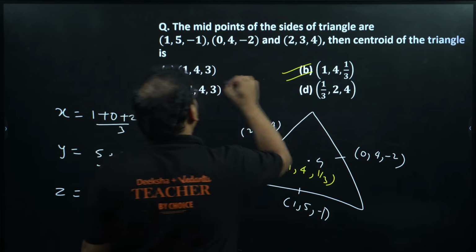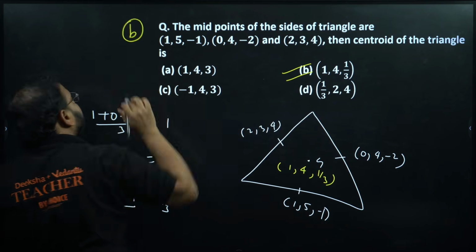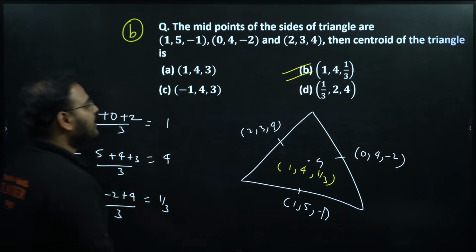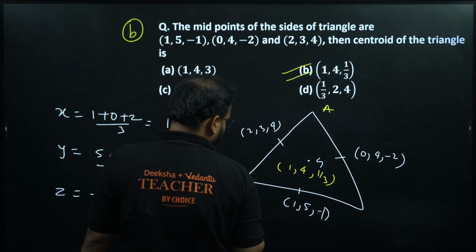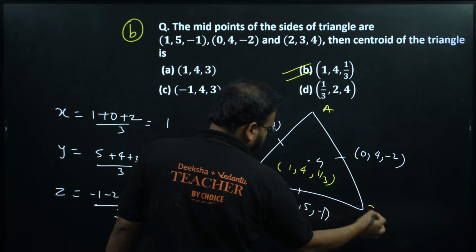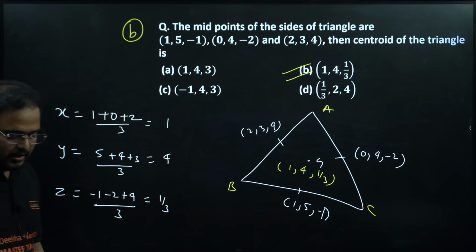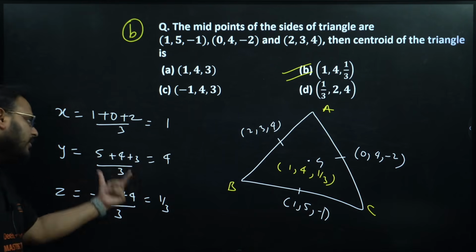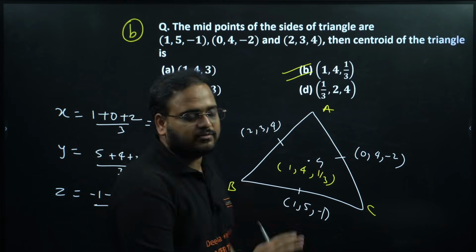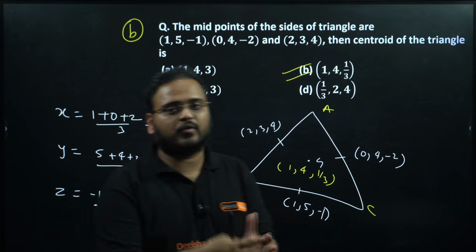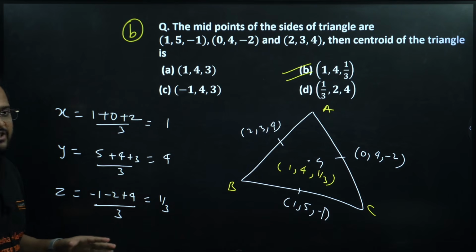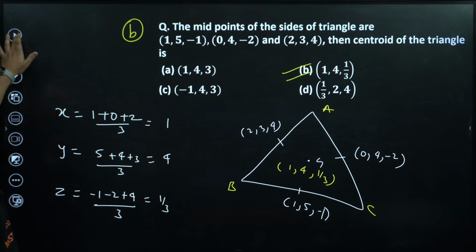That's my option B. Even if they had given us the coordinates of ABC instead of giving the midpoints, the formula will remain the same: x1 plus x2 plus x3 by 3. Same goes for y and z also. The formula will not change. That's the result. Next.